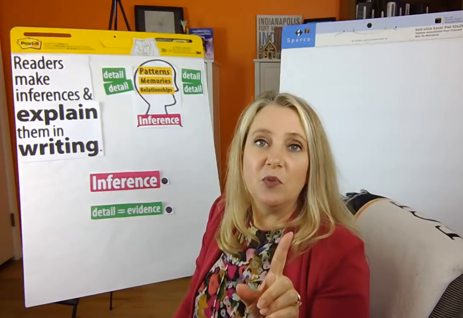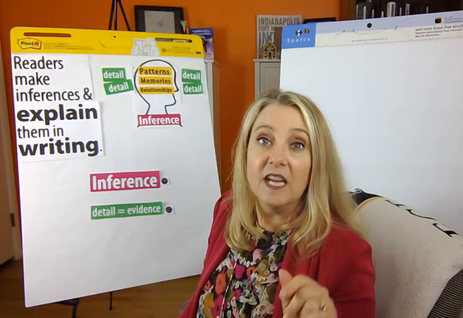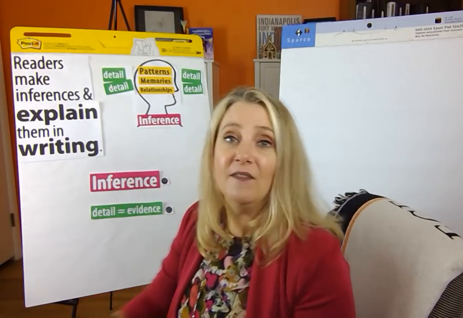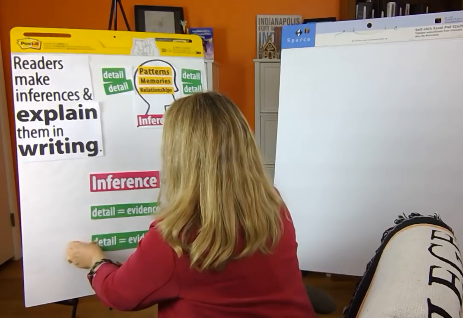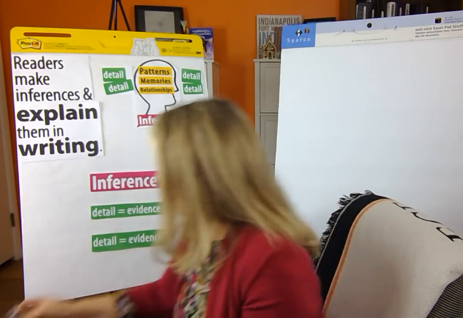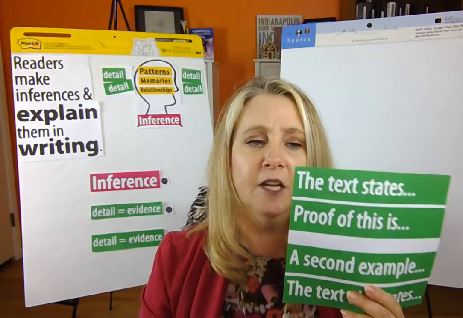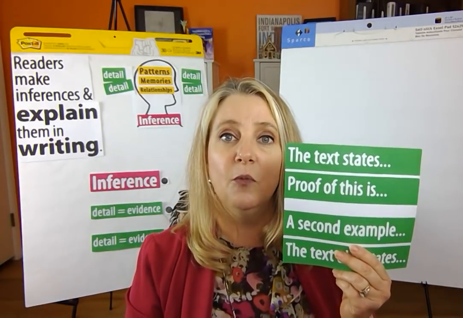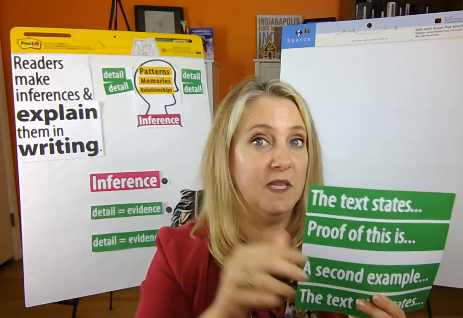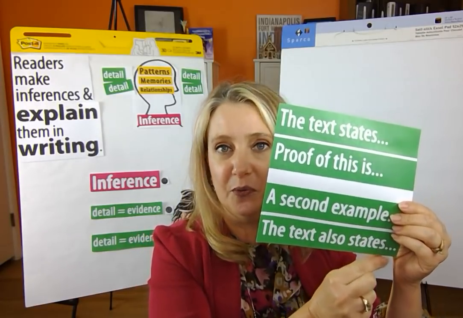But just proving it with one detail, it could be a fluke, right? That's not enough evidence. You need at least 2 pieces of evidence. So guess what? You're going to have another sentence. Your third sentence will be another detail that supports your inference. And so it's evidence. And you may have heard some of these fancy terms. Your teacher may have had you use some of these when you were providing your evidence, like the text states. That'd be for the first piece of evidence. And maybe for the second piece of evidence, you start with the text also states.